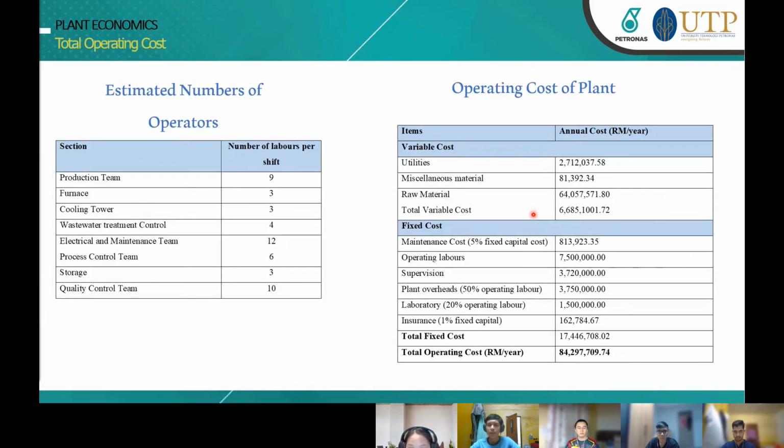The number of operating workers for all sections is 50 people, given that 9 people work for production team, 3 people for furnace, 3 people for cooling tower, 4 people for wastewater, 12 people for electrical team, 6 workers for process control, and 10 people for quality control. The total operating cost is estimated at 84.3 million per year.